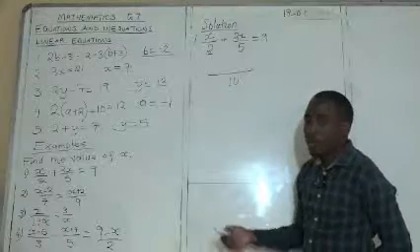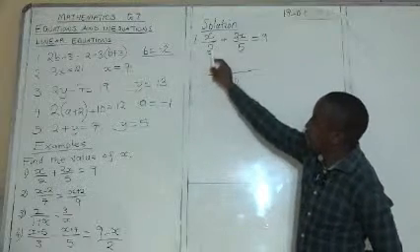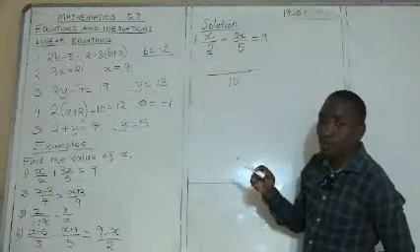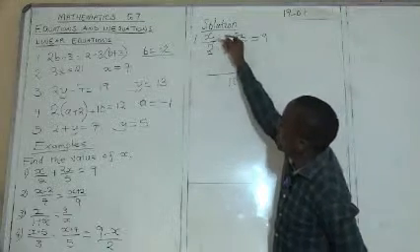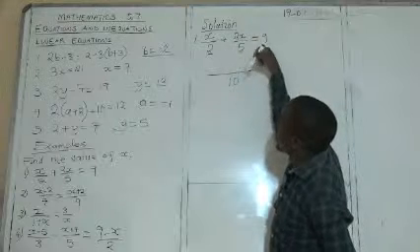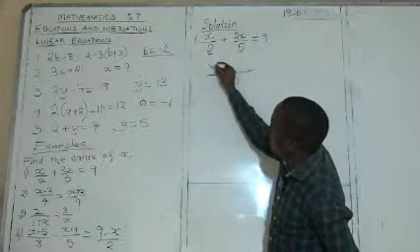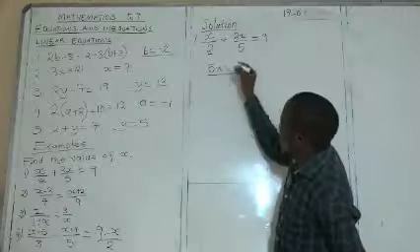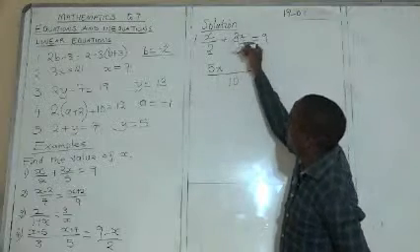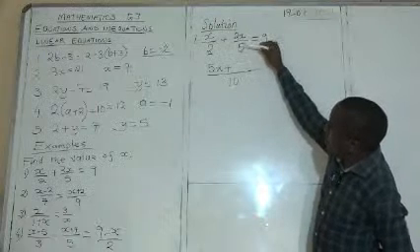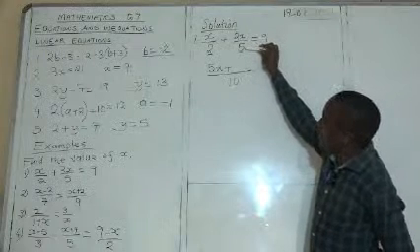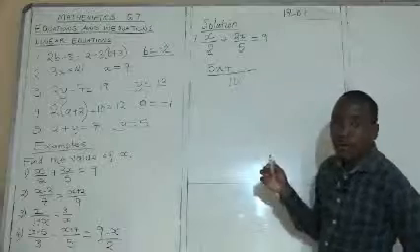Now you say 2 goes into 10 how many times? It goes 5 times. So the 5 you multiply with the numerator which you have. So 5 times x will give you 5x. Then here you have a plus sign. So you look at this denominator which you have. 5 will go into 10 how many times?